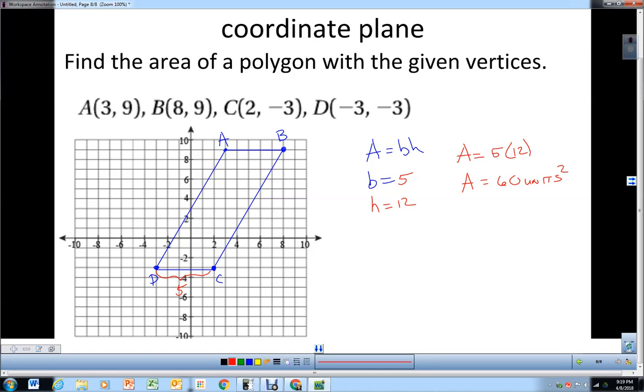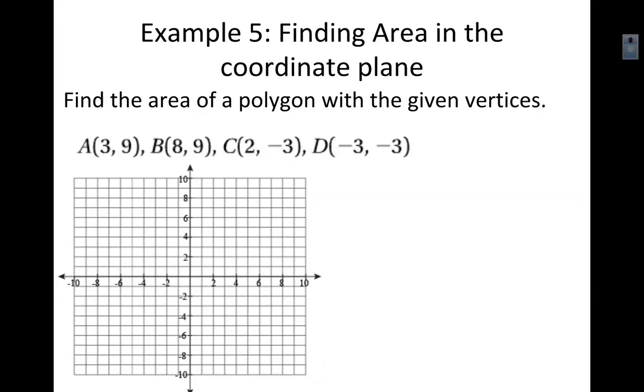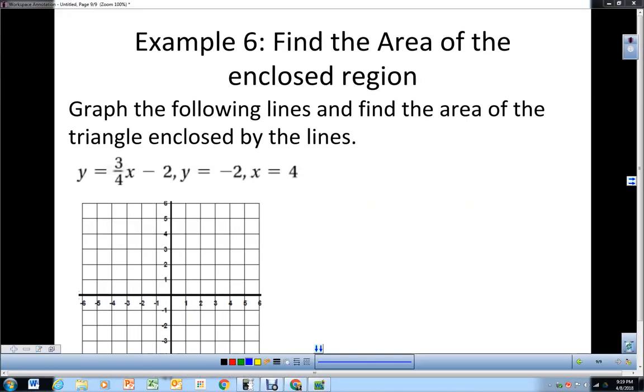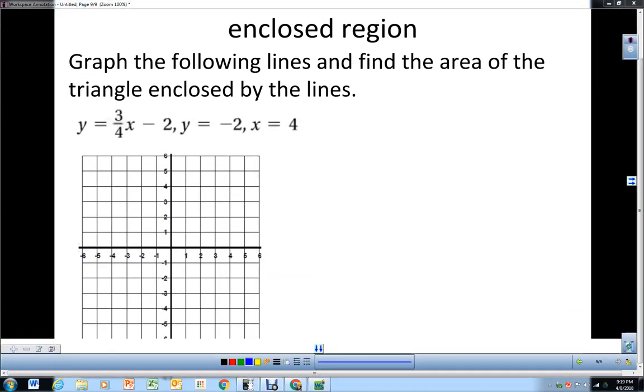Now the last example for this lesson involves graphing 3 lines, and then finding the area of the triangle enclosed by the lines. So this goes back to what we learned in chapter 3. We first started graphing lines. The first one is the equation y equals 3/4 x minus 2.